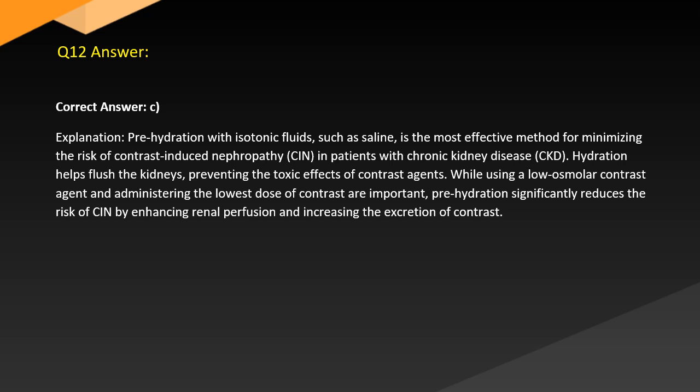Answer. Correct answer: C. Explanation. Prehydration with isotonic fluids, such as saline, is the most effective method for minimizing the risk of contrast-induced nephropathy (CIN) in patients with chronic kidney disease (CKD). Hydration helps flush the kidneys, preventing the toxic effects of contrast agents, while using a low-osmolar contrast agent and administering the lowest dose of contrast are important. Prehydration reduces the risk of CIN by enhancing renal perfusion and increasing the excretion of contrast.